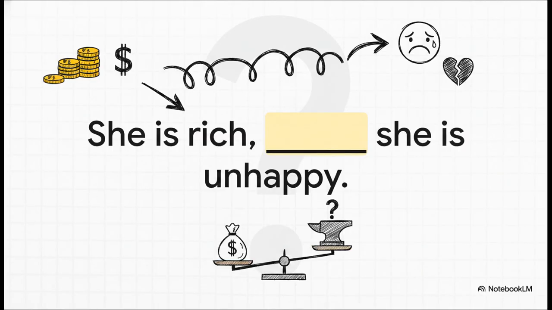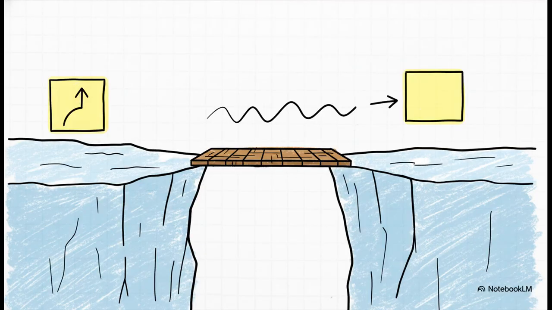Next. Question 2. She is rich, comma, blank, she is unhappy. Look at the sentence structure. We have two independent clauses joined in the exact same sentence, showing an unexpected result. What do you think goes in the blank? You need a basic coordinating contrast connector here. So but or yet fits perfectly. She is rich, yet she is unhappy.